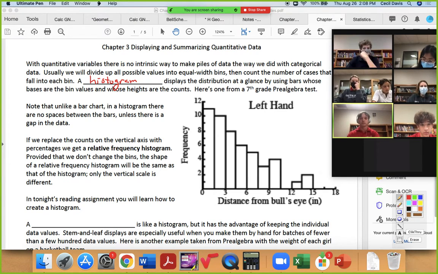One of the things we're interested in is the shape of the data. We're going to be interested in the spread of the data, the center. We're interested in any weird things that happen, like gaps.